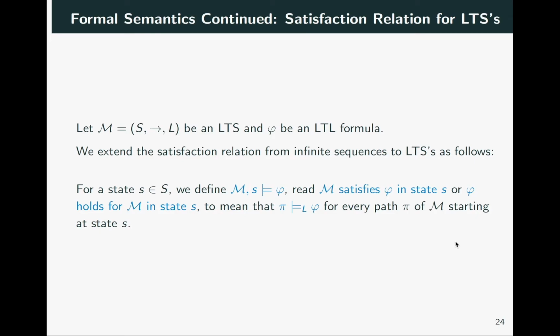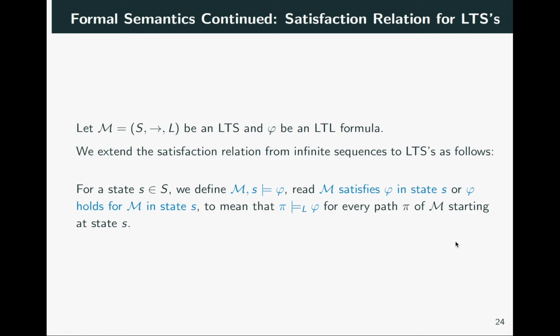Now we are ready to define what it means for an LTS M to satisfy a formula phi in one of its states S. It simply means that all paths of M that start in S satisfy phi with respect to the labeling of M. Remember that we already know what it means for an infinite sequence, in particular for a path, to satisfy an LTL formula with respect to a given labeling. What we are doing now is extending this definition to entire LTSs.